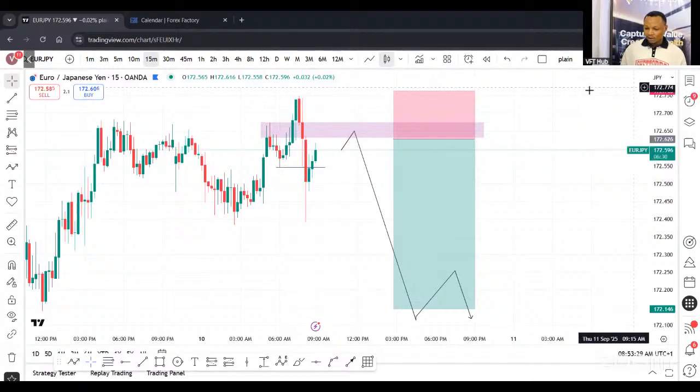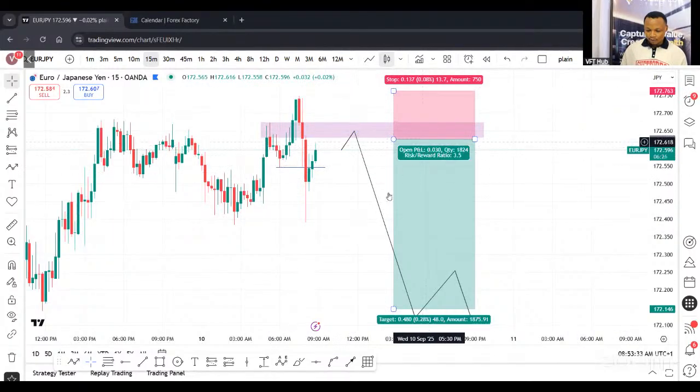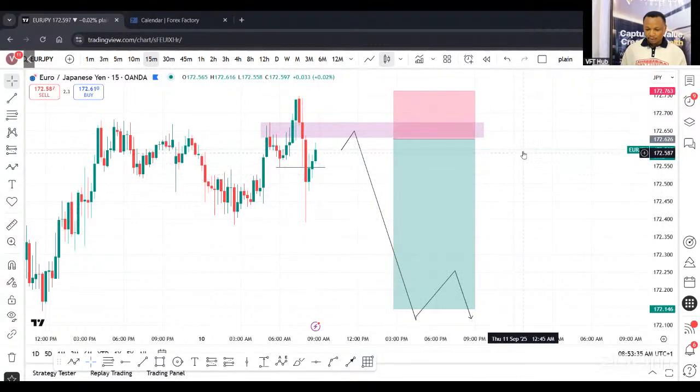So I will send this later on in the group so that we would have that as a reference when we are taking our trades. Okay, so Euro JPY, I'm expecting a sell. This is where I'm expecting price to get to, and I execute the sell from there.